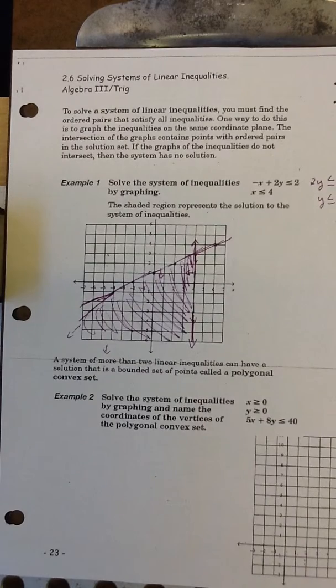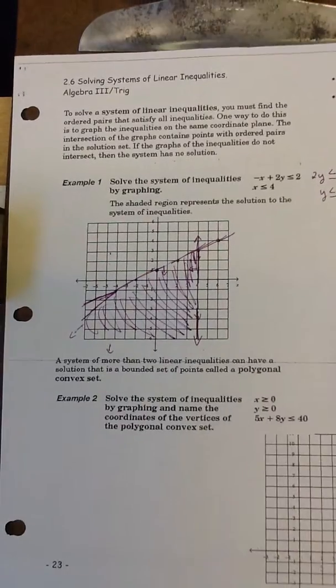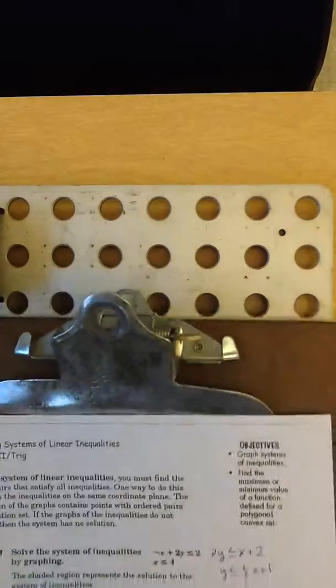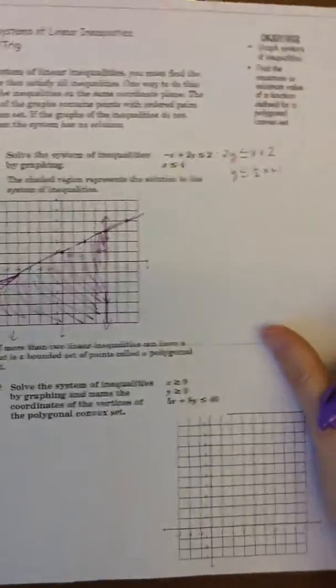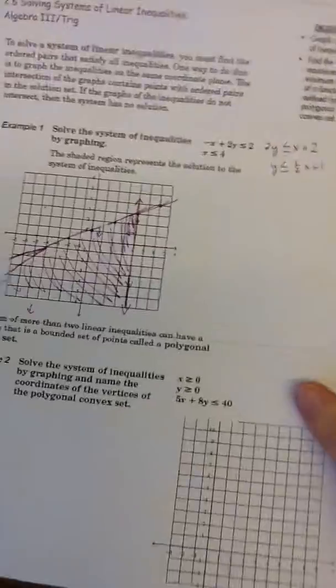A system of more than 2 linear inequalities can have a solution that is a bounded set of points called a polygonal convex set. That is, when you graph the inequalities, the boundary lines cross so that they make a closed shape. That's called the polygonal convex set. And then almost always, your solution is the area inside that shape.